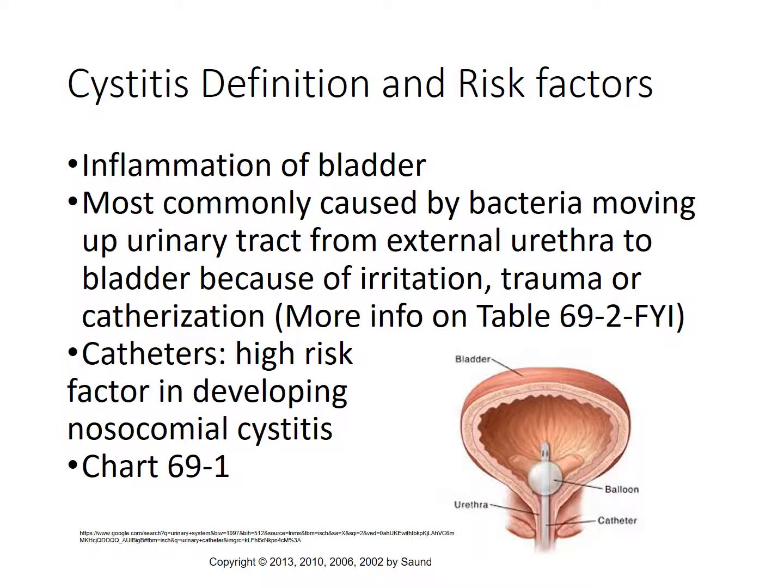Let's first look at cystitis. It's the inflammation of the bladder. It's most commonly caused by bacteria moving up the urinary tract from the external urethra to the bladder because of irritation, trauma, or catheterization. So we never want to keep a catheter in longer than we really need to. Catheters are a high risk factor in developing nosocomial cystitis. Go ahead and read through chart 69.1.